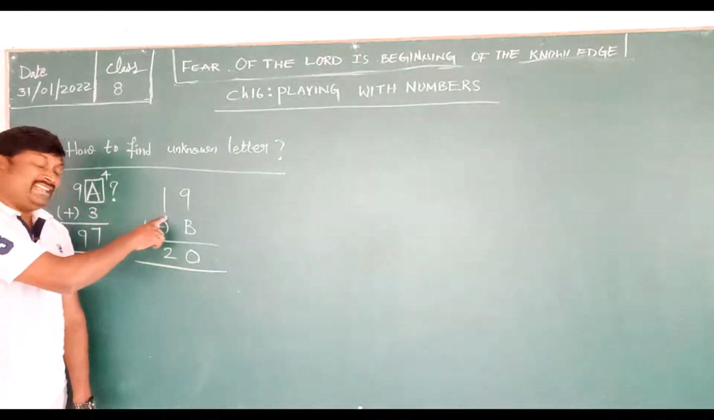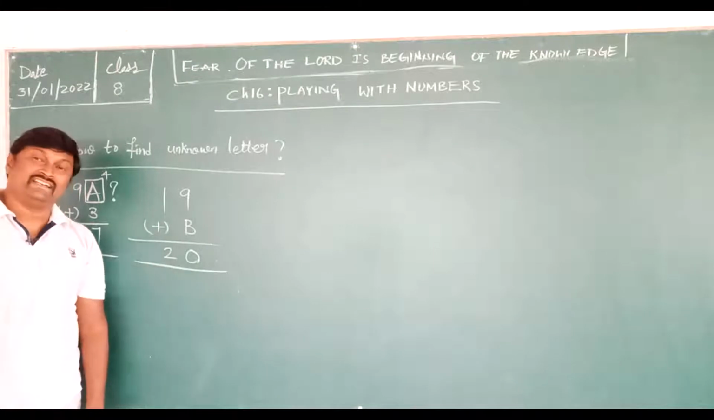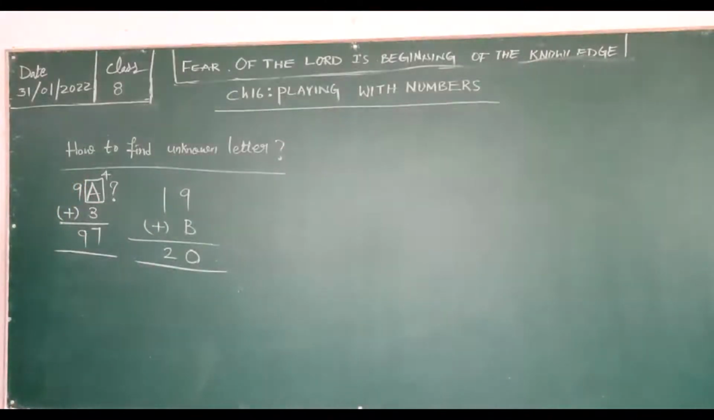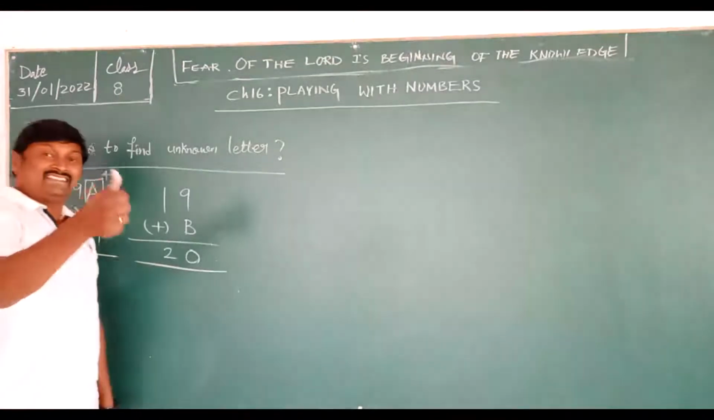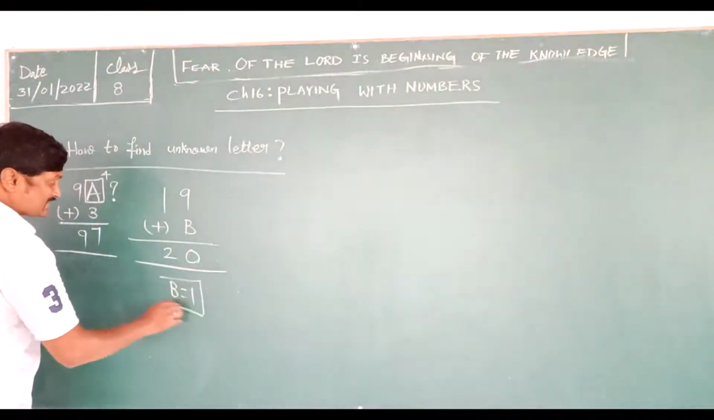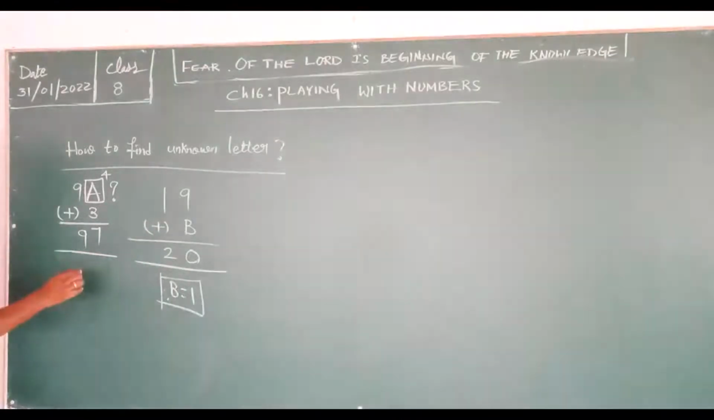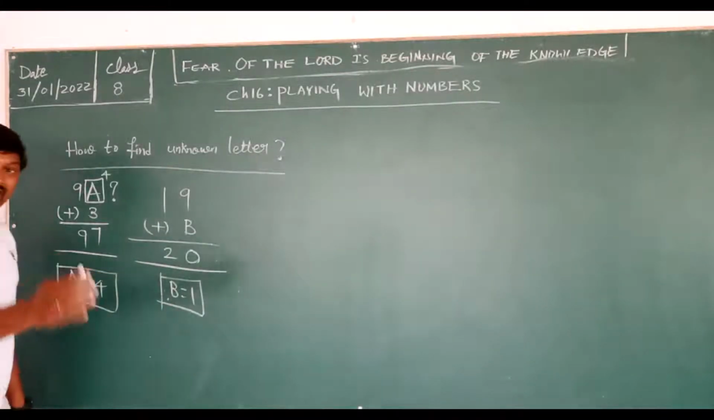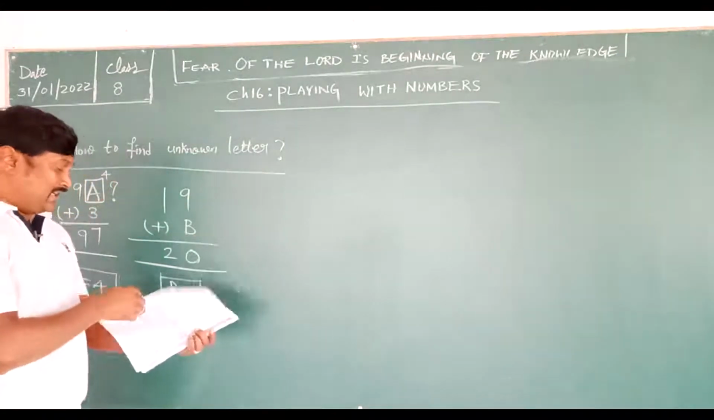So 19 plus B, and here 20 is given. What should be my answer? Very good. Whoever wrote 1, that is the correct answer. Nice. Okay, Divyanshu wrote it, Aish wrote it, Hemendra wrote it, Krishnapal wrote it, Sundar wrote it. Oh, very good. That means you are geniuses in this. So now at last we'll write here B is equal to 1. Simple. Answer finished. And here A is equal to 4. Answer finished. Let's take a slightly more difficult one.